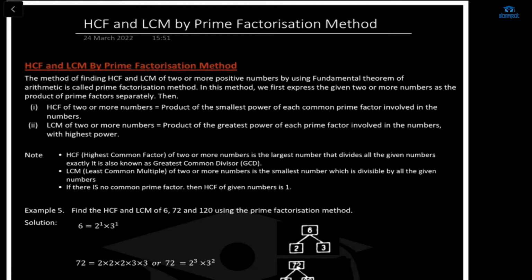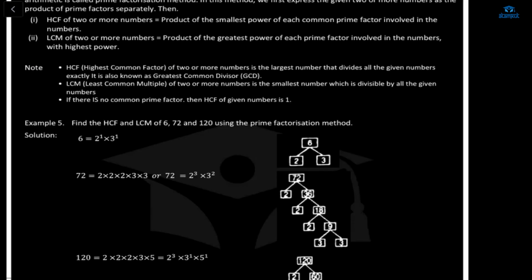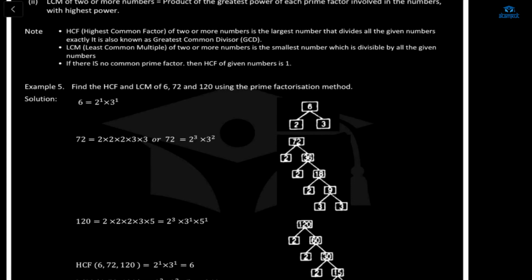If numbers are given, you find the prime factors of each number. If you have two numbers and find the prime factors of both, then in the HCF you take the numbers with the least power. In the LCM you take the numbers with the highest power. For example, let's see a question: find the HCF and LCM of 6, 72 and 120.